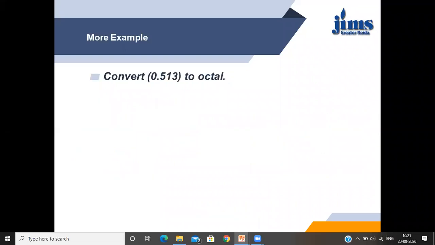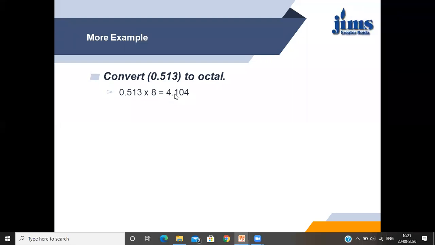Again, take an example. Suppose we have to convert 0.513 to an octal number. So again, it is a fraction. Then for the fraction part, we just multiply the fraction by the base. And for the octal number, the base is 8. So 0.513 multiplied by 8 is 4.104. So the integer, that is the first coefficient, will be this 4.